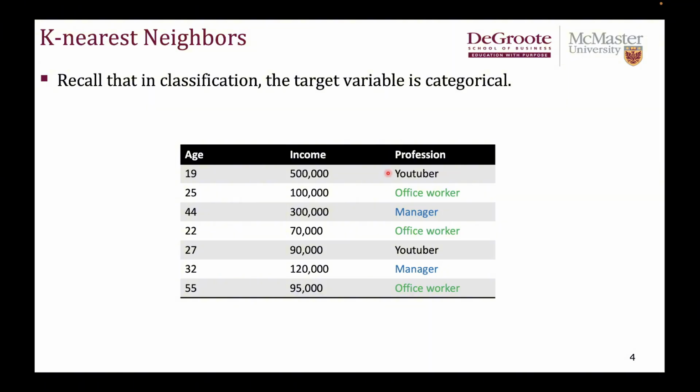So a very simple example: let's say we have a data set, we observe different individuals, we know their age, we know their annual income, right? And then we also have a column of their profession. Some are office workers, some are YouTubers, some are managers, and all different possible values. Let's treat the profession column as the target variable. So we want to predict someone's profession based on their age and income. For this part, we don't have any coding because this is just supposed to be an illustrative example.